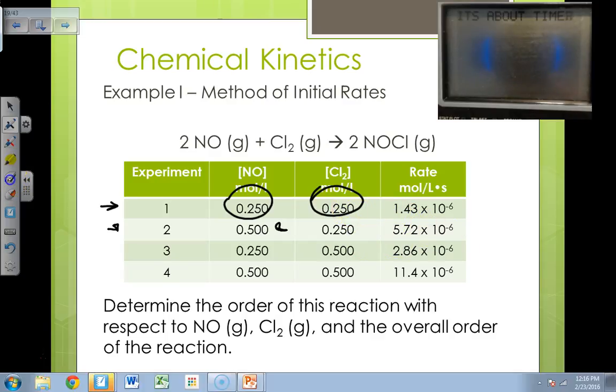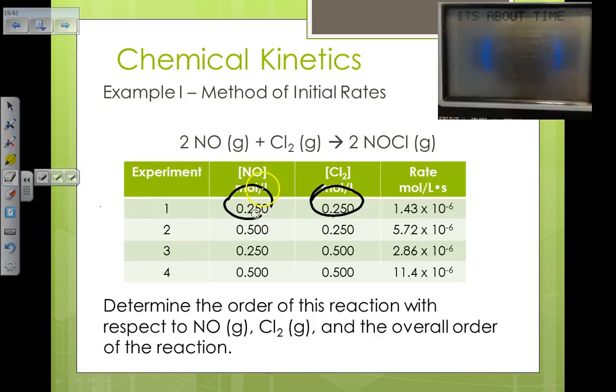And so what we do in order to do the method of initial rates is we do several different experiments, and then we do 1, 2, 3, 4. So in this case we did 4 experiments. And for each experiment, we change the concentration so that we can see how changing the concentration is going to affect the rate. Okay, so let me show you a little bit of the chemistry.